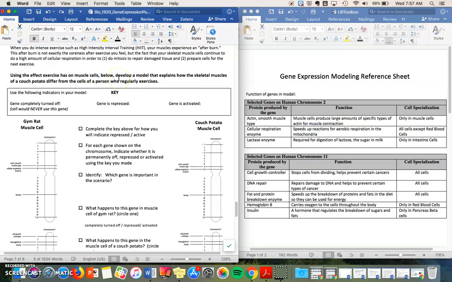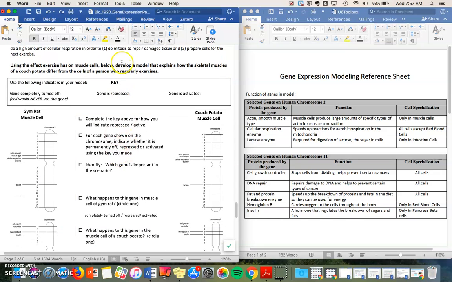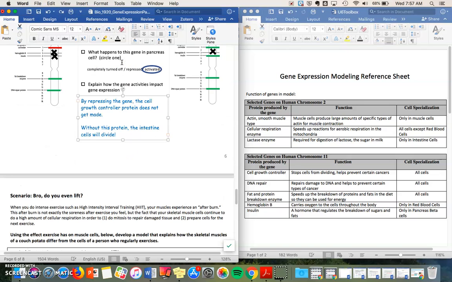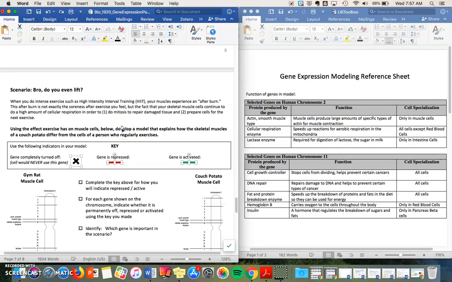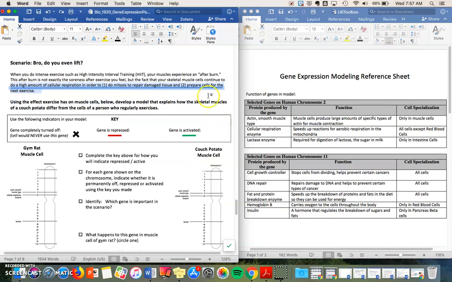All right, this one's "bro, do you even lift?" So let's get our key down first. And then I'm going to read my scenario. It says that if you're doing a HIIT workout, your muscle cells continue to do a high amount of cellular respiration in order to do mitosis to repair damaged tissue and prepare cells for the next exercise.